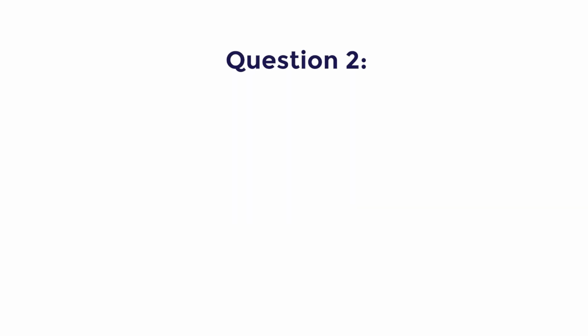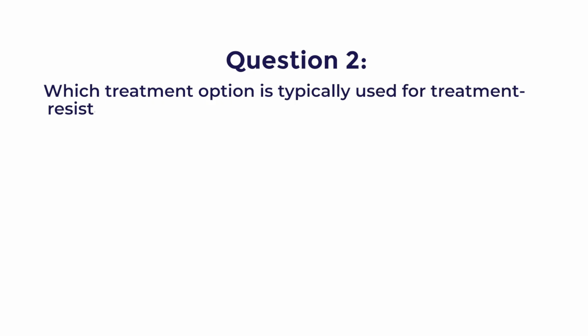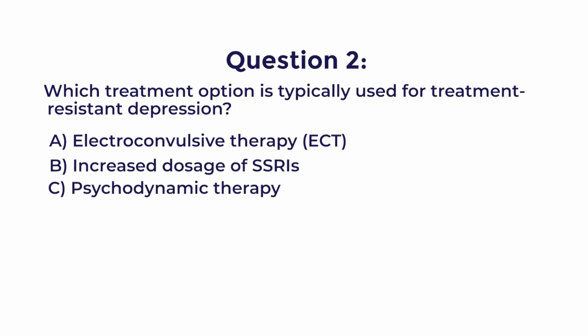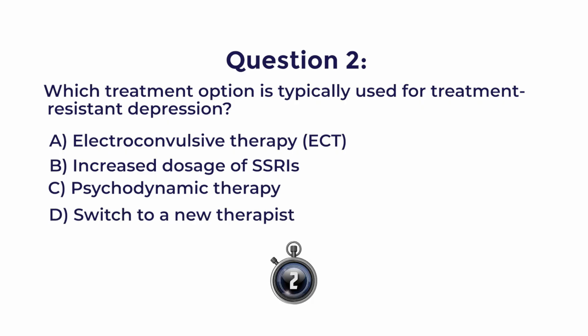Question 2. Which treatment option is typically used for treatment-resistant depression? A. Electroconvulsive therapy, ECT. B. Increased dosage of SSRIs. C. Psychodynamic therapy. D. Switch to a new therapist. Answer. A. Electroconvulsive therapy, ECT.